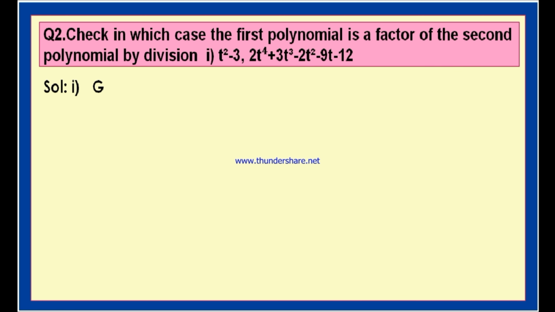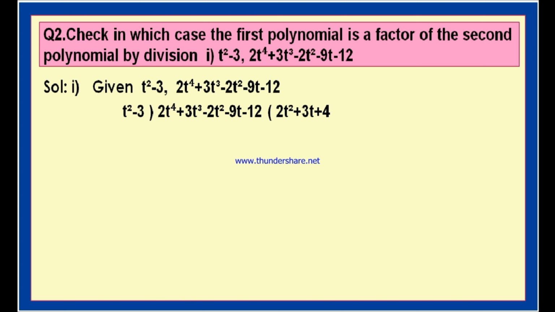Look at the solution now. We have given two polynomials. First polynomial is t square minus 3 and second polynomial is 2t power 4 plus 3t cube minus 2t square minus 9t minus 12. And now let us divide this 2t power 4 plus 3t cube minus 2t square minus 9t minus 12 with this polynomial t square minus 3. This is dividend and it is a divisor.